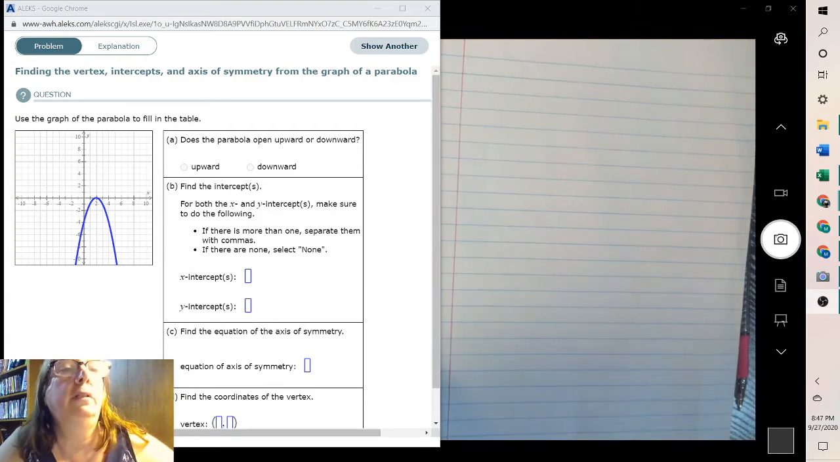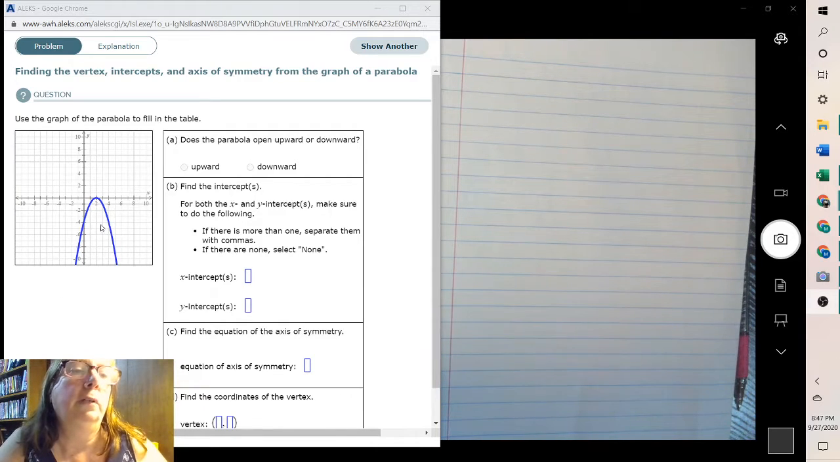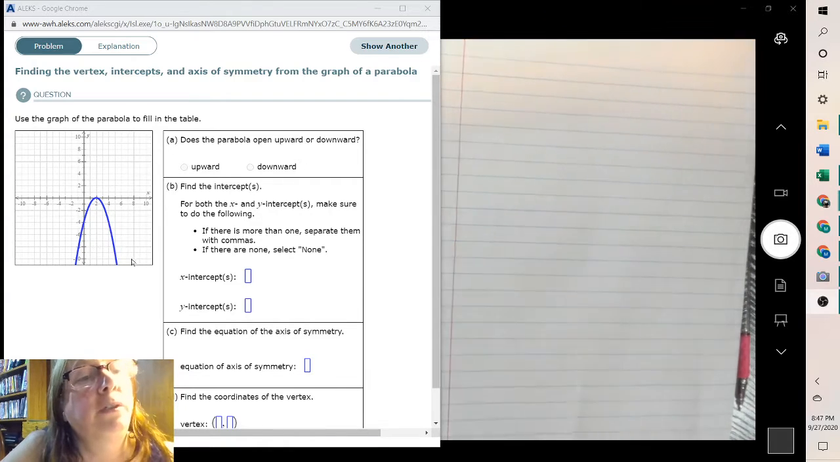So this first one says finding the vertex, intercepts, and axis of symmetry of the graph of a parabola. We notice the parabola is going down. Does the parabola open upward or down? Well, it opens down. That means that the a value in front of your squared term is negative because it's going down. Find the intercept for both the x and y.